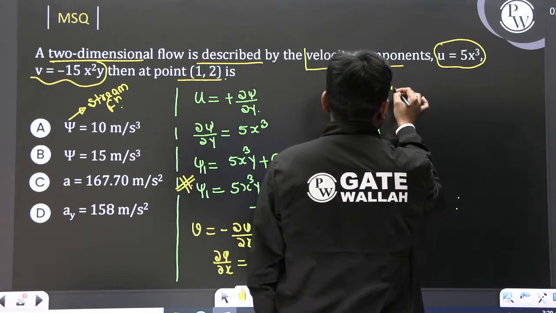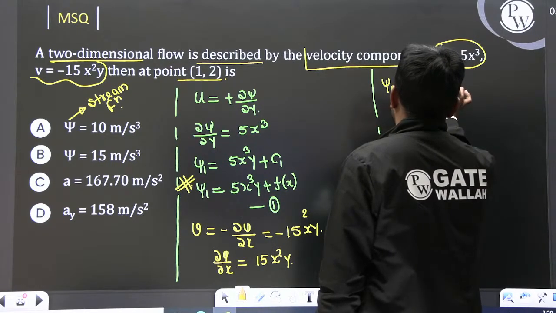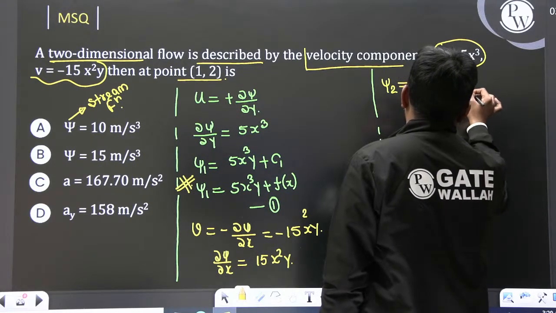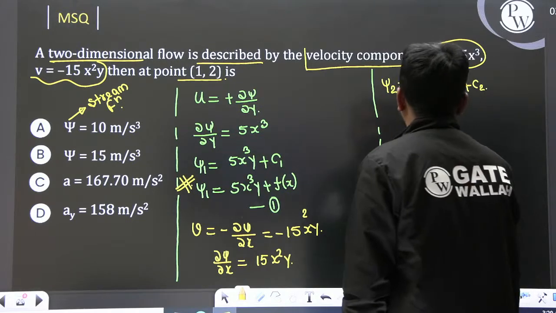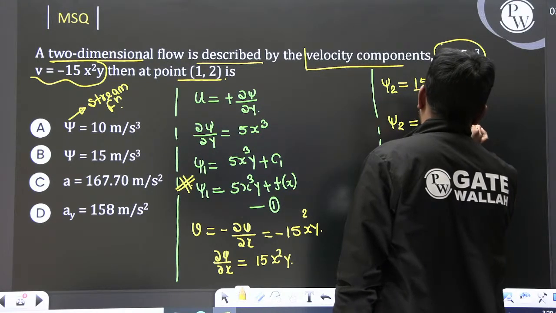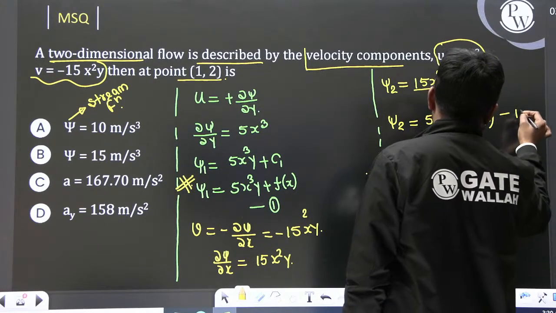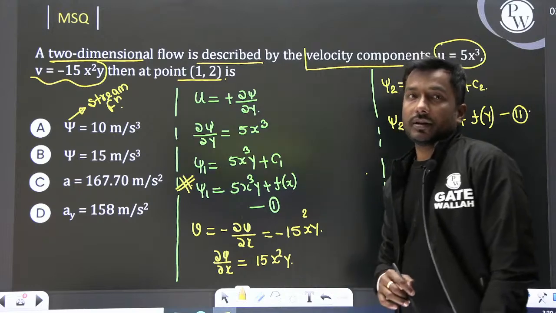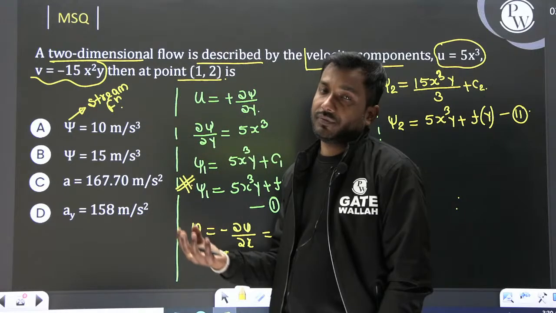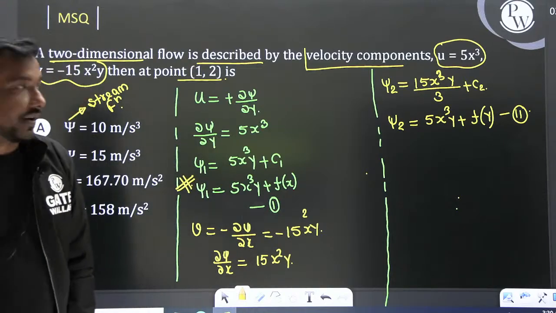And if you integrate, you get another stream function, psi 2. That is, stream function is 15 x cube y divided by 3 plus one integration constant c. So you can write psi 2 is 5x cube y plus a pure function of y. We know that the stream function of a flow field is a single stream function. You cannot have two different stream functions at any condition.